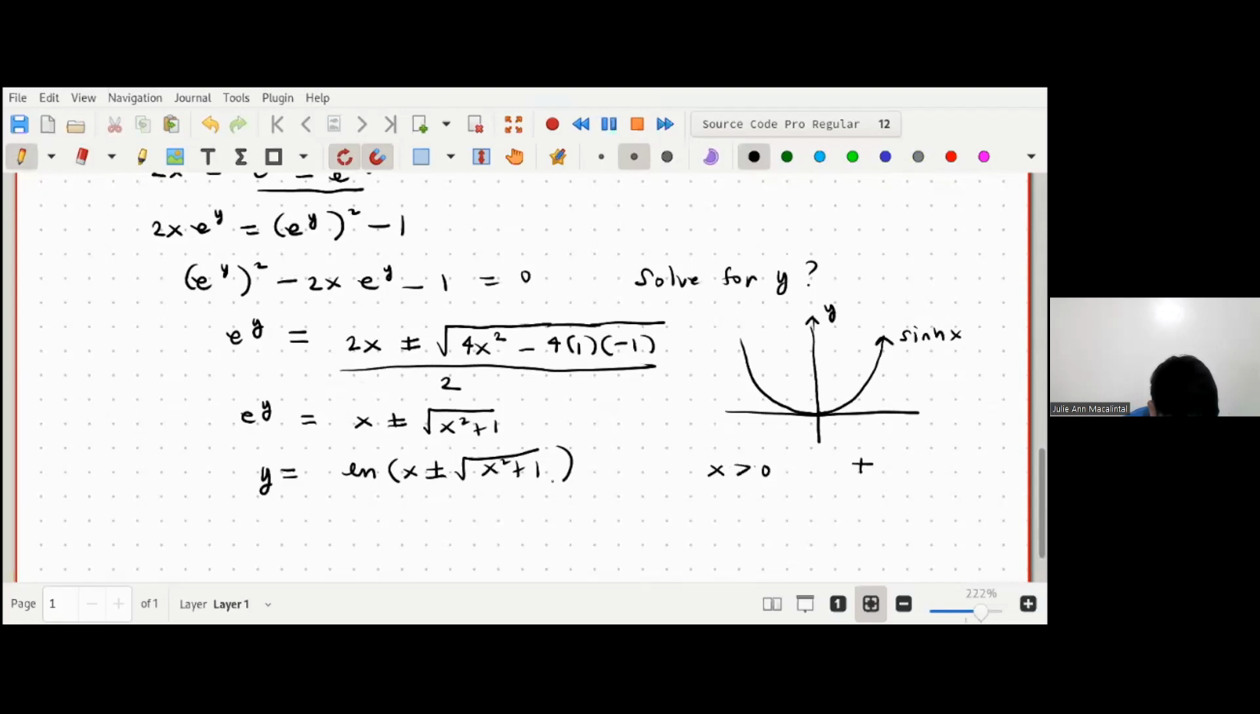a positive number inside, and the ln makes sense. Pag negative, hindi tayo makakuha ng ln. Magkakaroon tayo ng imaginary. So, kailangan plus yan. If x is less than 0, tapos gusto nating ma-define yung inverse, okay, negative, pag negative, hindi pa rin pwede, so, positive lang talaga. Kasi para mag-exist yung ln.